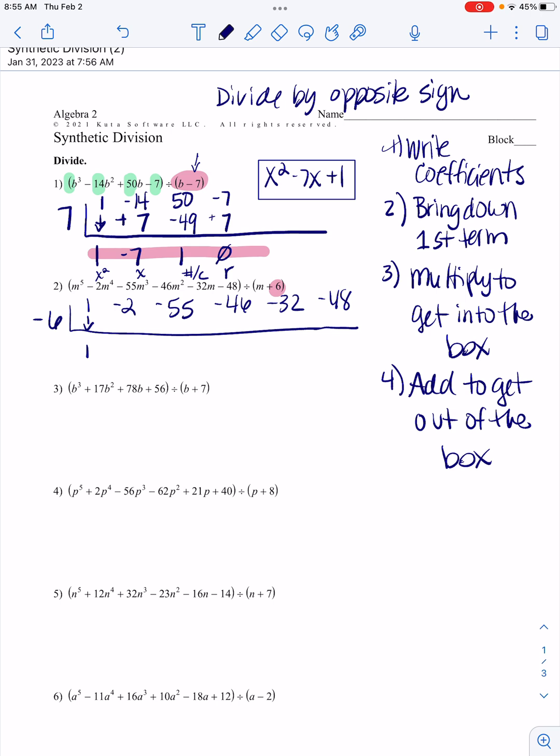Next step is to multiply to get into the box, so 1 times negative 6 is negative 6. I have to add to get out of the box. I'm going to add these two together. So negative 2 plus negative 6 is negative 8. Perfect. Then I have to multiply to get back into the box. So now I'm going to multiply negative 8 times negative 6. And I know that a negative times a negative is a positive, so I'm going to put positive 48 in there. And then I have to add to get out of the box. So negative 55 plus 48 is negative 7.